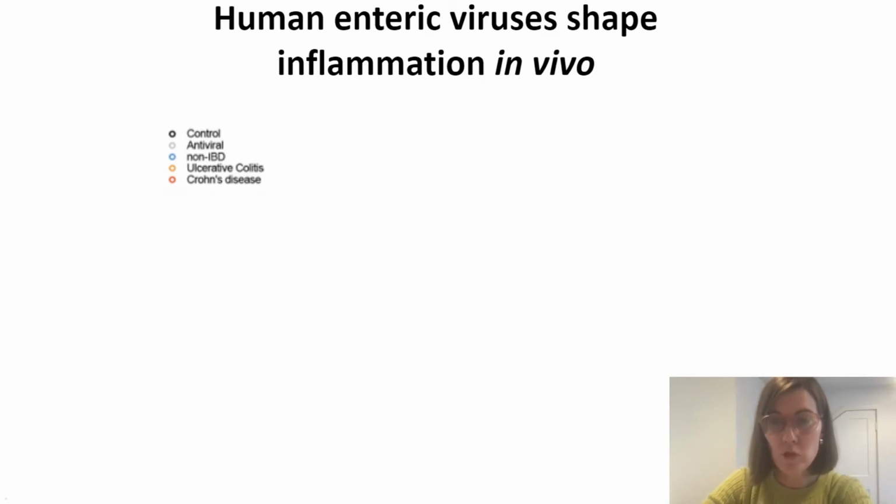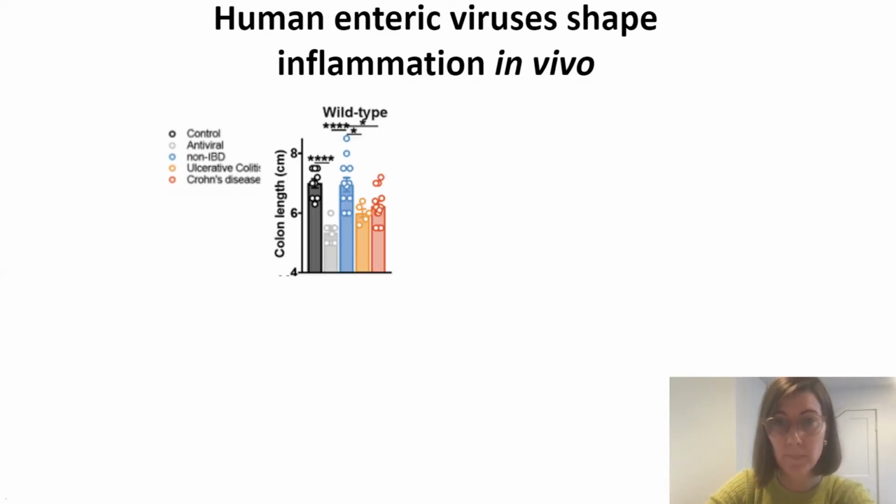And so then we wanted to induce colitis in these mice and ask, was the healthy virome able to protect these mice from colitis? And in contrast, was the ulcerative colitis virome or Crohn's disease virome capable of exacerbating chemical-induced colitis in these mice? And so one crude readout for intestinal inflammation is simply measuring colon length. So the shorter the colon, the more inflammation. And in grey were the mice that had been treated with that antiviral cocktail.